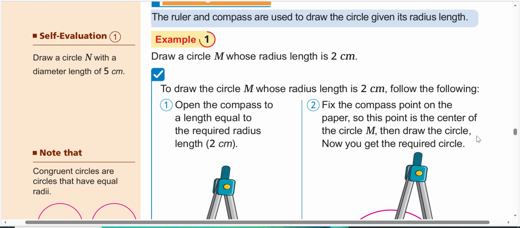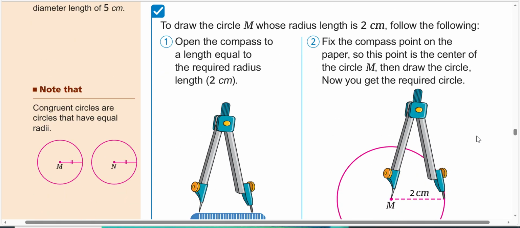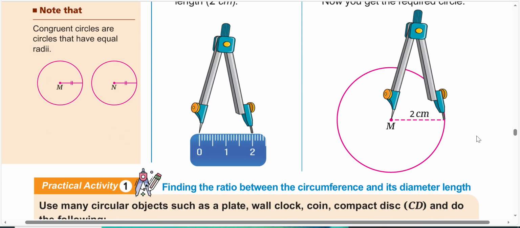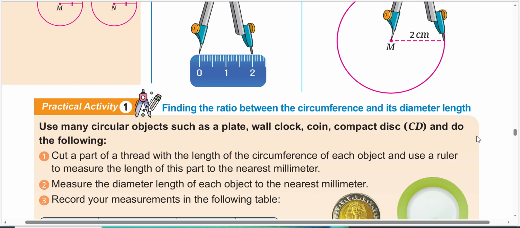Example number 1: you can draw a circle by using a compass. Having a compass like this, 2 centimeters, find the length of the radius and then draw by using the compass.